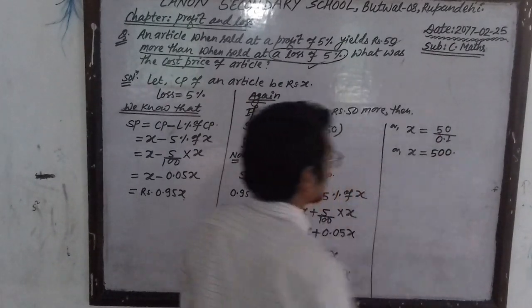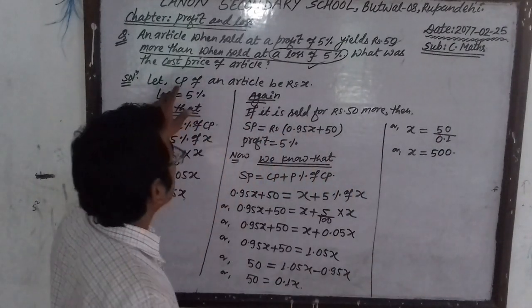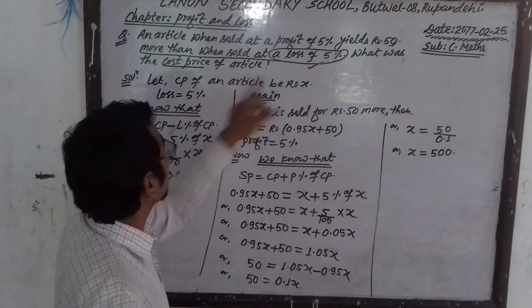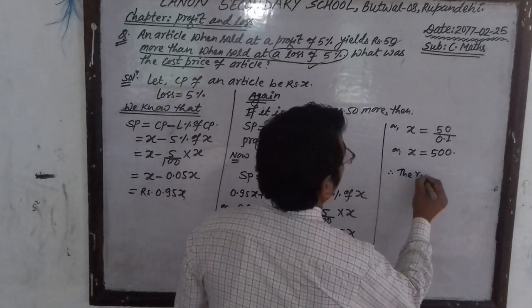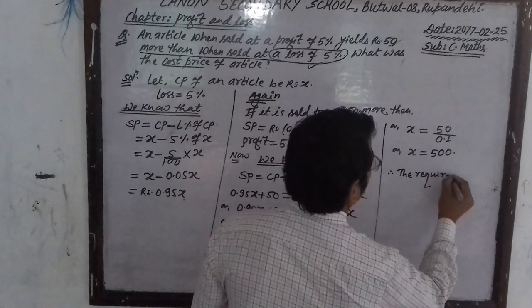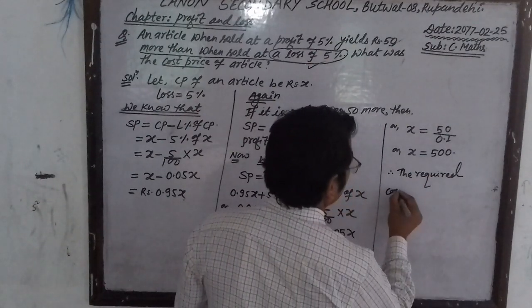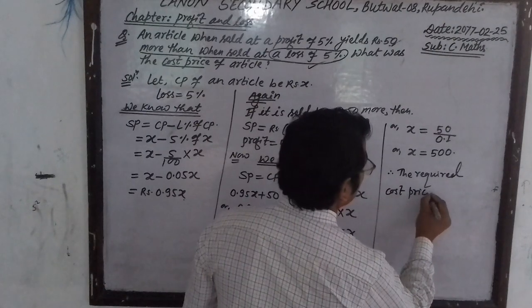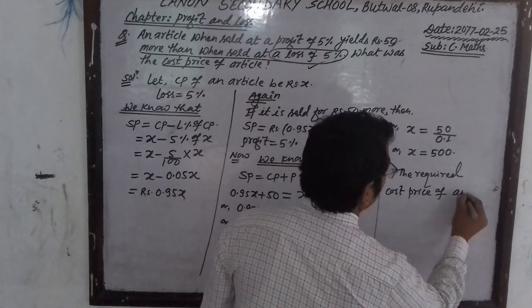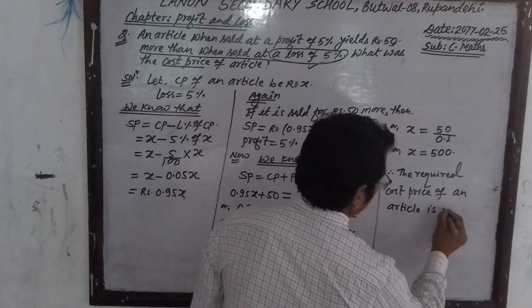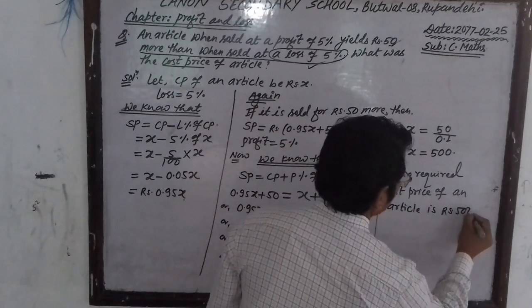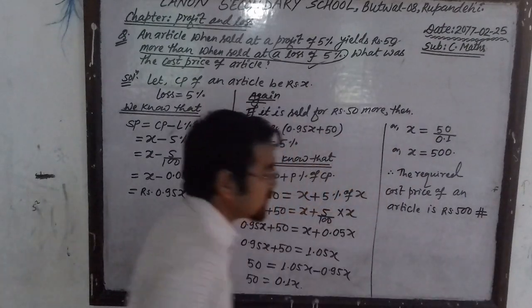So what is this 500? 500 is the cost price. CP we supposed to be X, therefore the required cost price of the article is rupees 500. So in this way we can solve the problem.